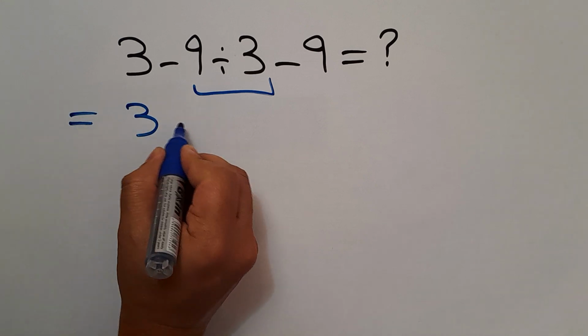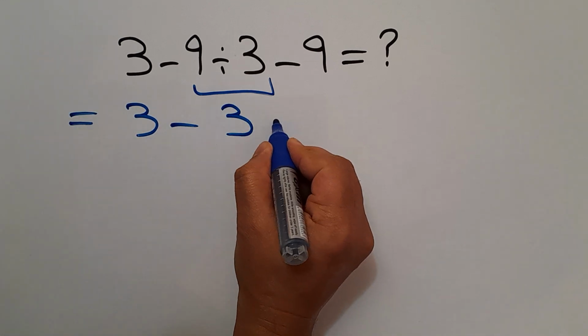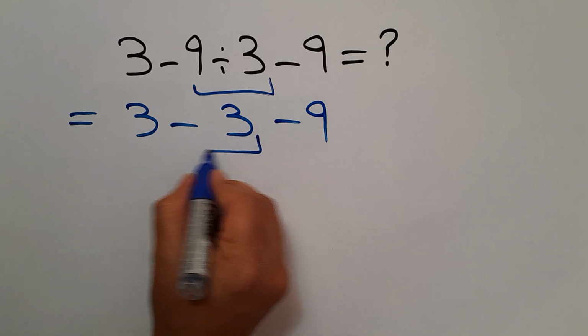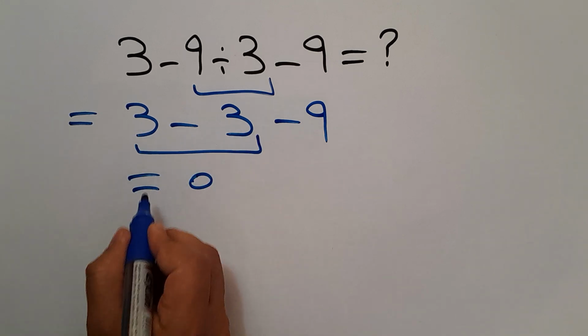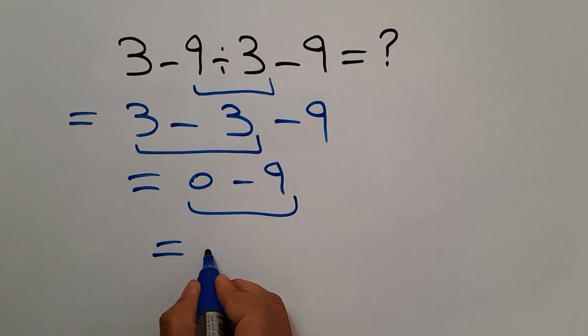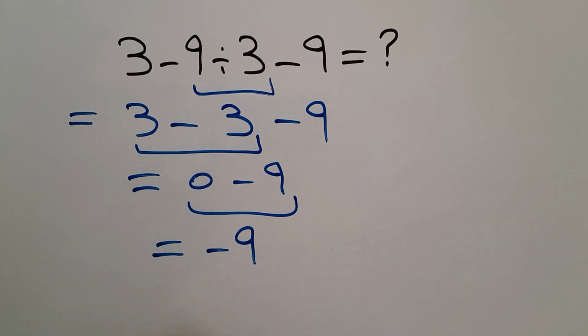So we have 3 minus 3 equals 0. So we have 0 minus 9, which equals negative 9. So our final answer to this problem is just negative 9.